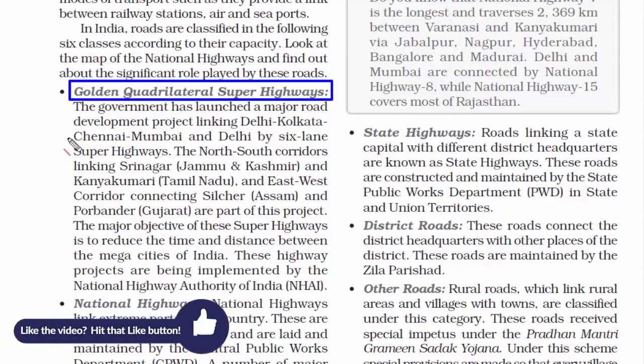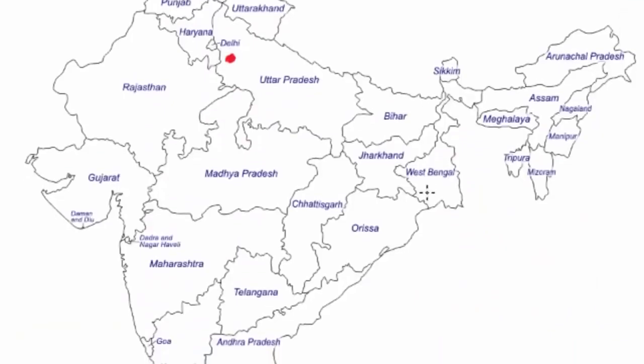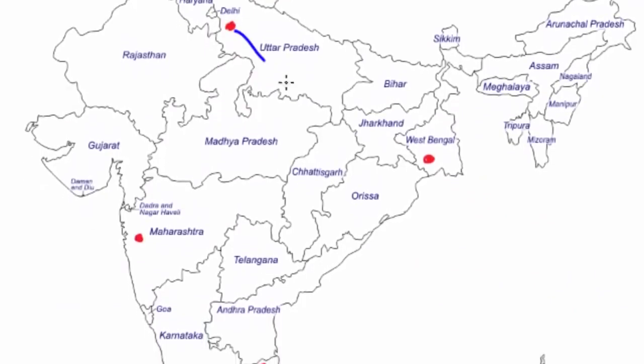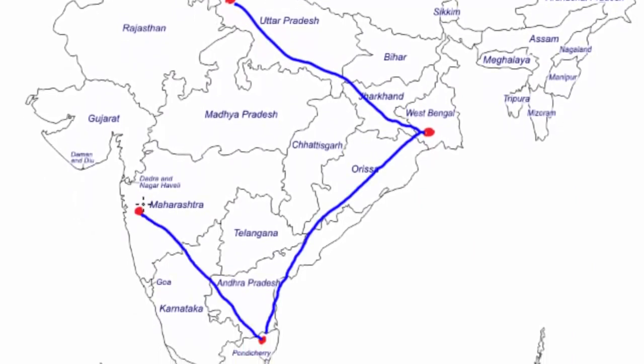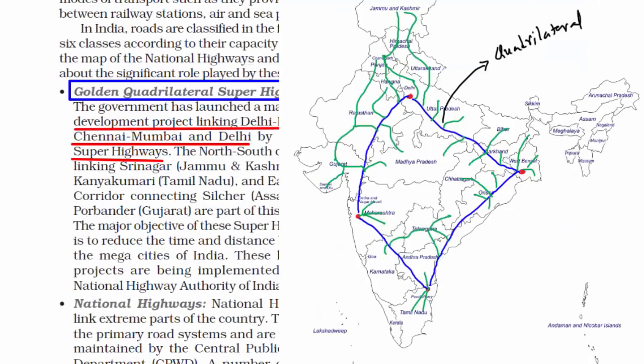So these are superhighways that link cities like Delhi, Kolkata, Chennai, Mumbai, and again back to Delhi. If you go on these highways, these are 6 lanes. So let me just show it to you on the map. If you look at the connection, it forms the figure of a quadrilateral, and that is why it is named Golden Quadrilateral.